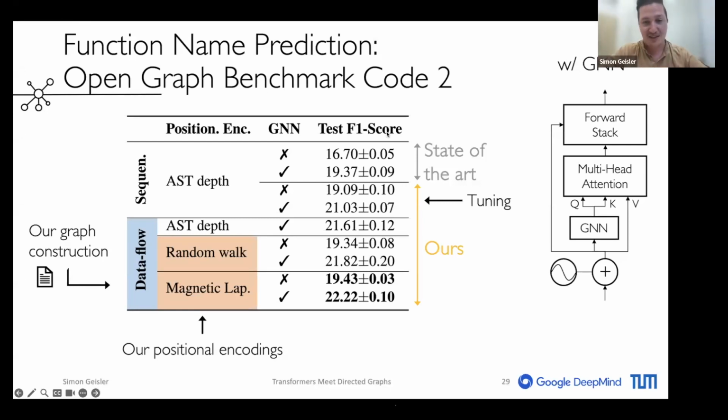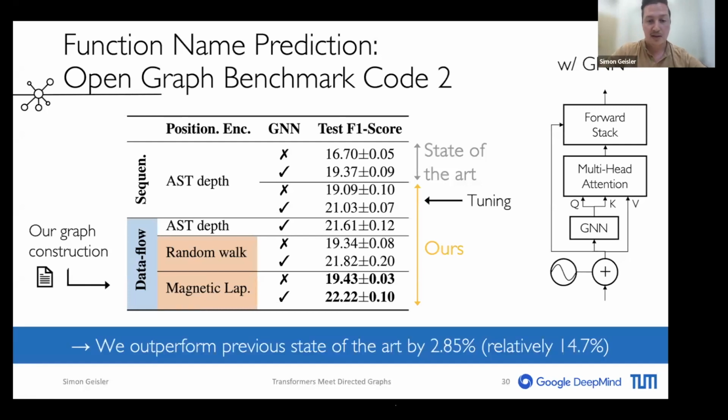We first started with tuning a little bit the pipeline. So there are some just engineering improvements we have over here. Therefore, we also already improved quite substantially over state of the art. Then we plug in our graph construction with the AST depth position encodings, which just means how far the node is away from the root node of the AST, and obtain another gain. And then with the random walk encodings and magnetic Laplacian encodings, we even push the performance further, in total outperforming the prior state of the art relatively by 15% here.